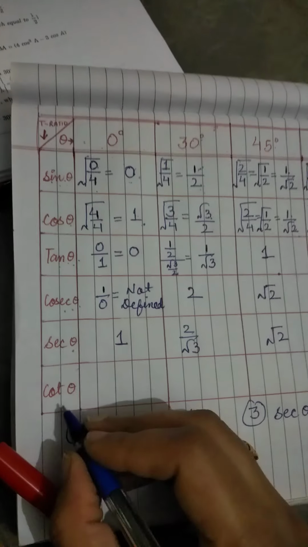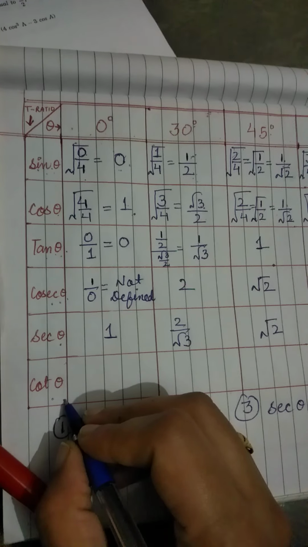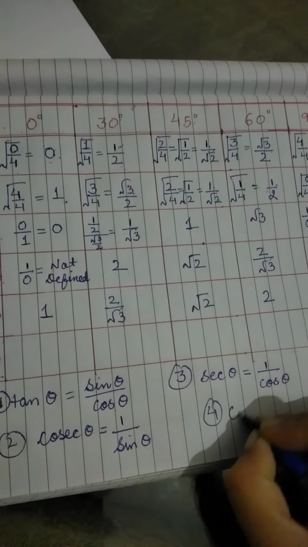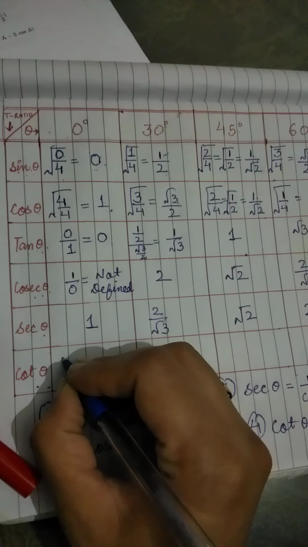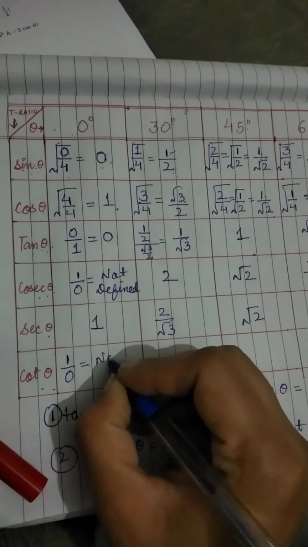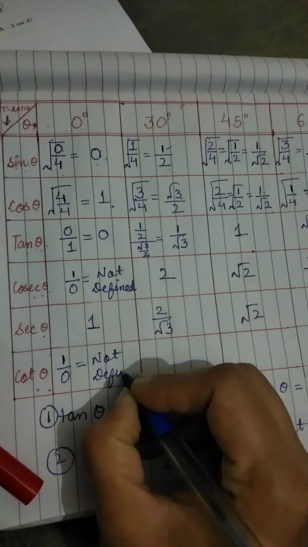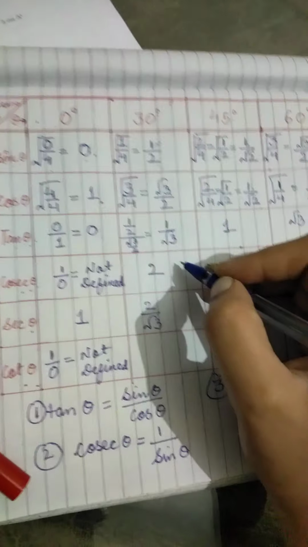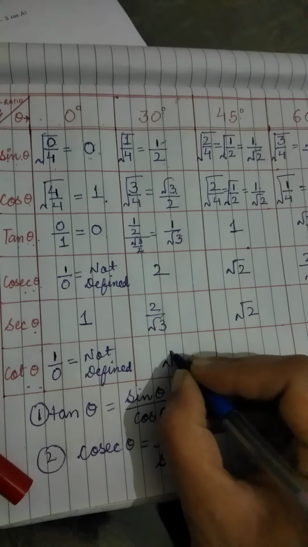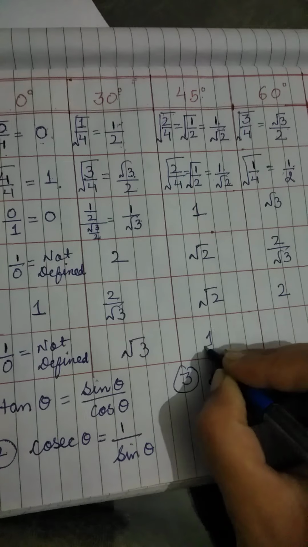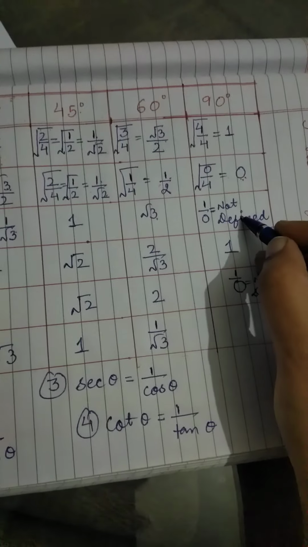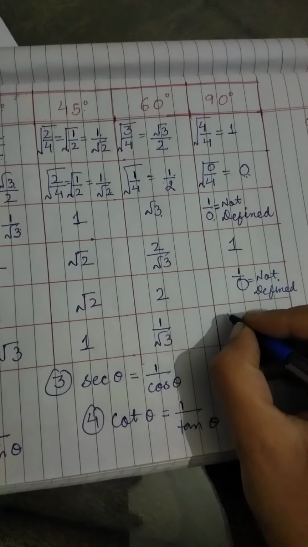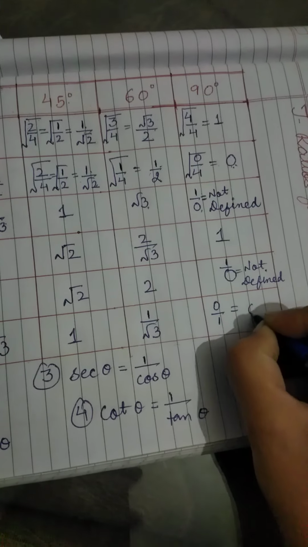Now last, cot theta. Cot theta is the reciprocal of tan theta, which is equal to 1 divided by tan theta. So take the reciprocal. 1 divided by 0, not defined. Under root 3, 1 divided by 1 is always 1. 1 divided by under root 3. Not defined means 1 divided by 0. Reciprocal it, 0 divided by 1, which is equal to 0.